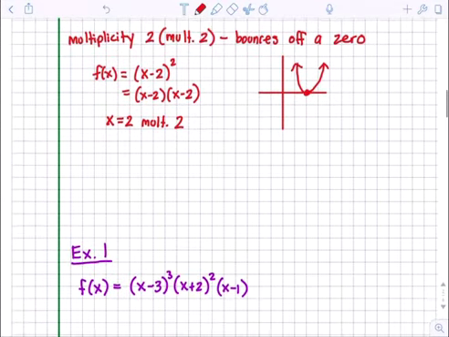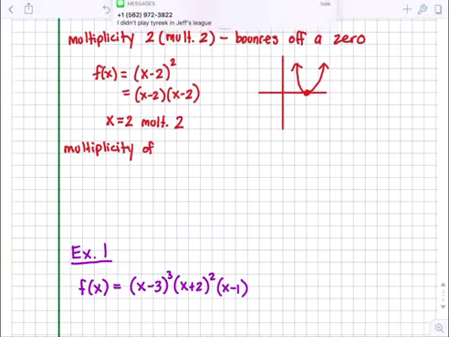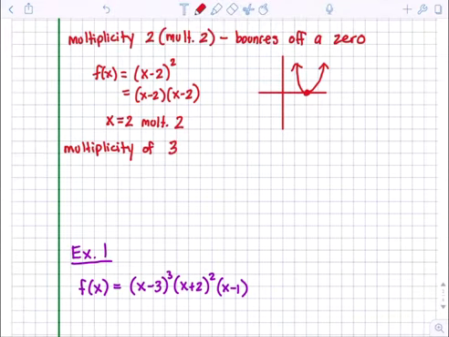And lastly, we're going to look at multiplicity of 3. And in short, it's called multiplicity of 3. So when you have a multiplicity of 3, meaning there's 3 zeros at that one location, it will slide through the 0.